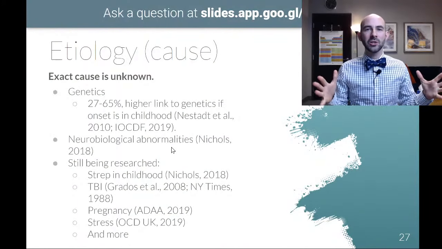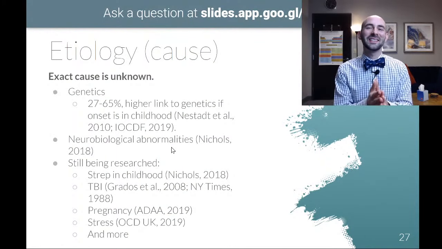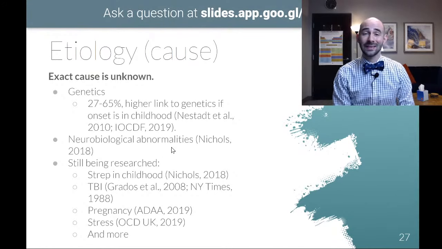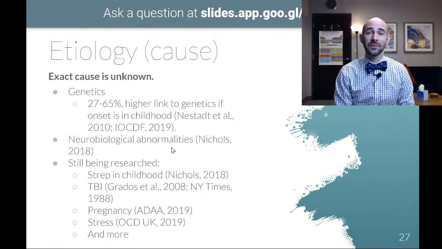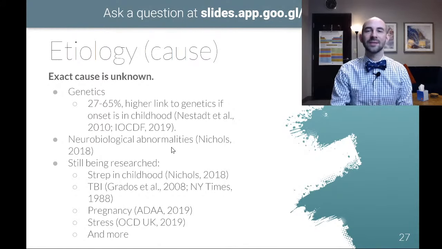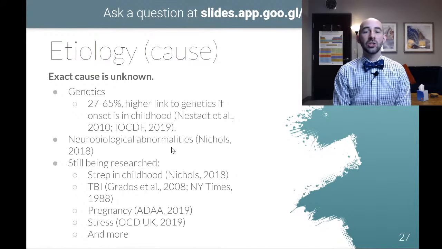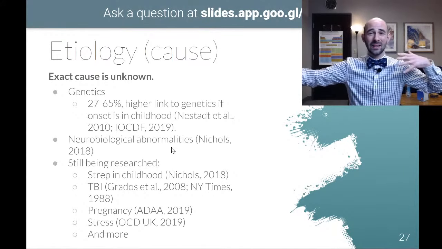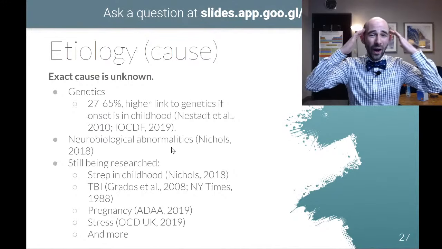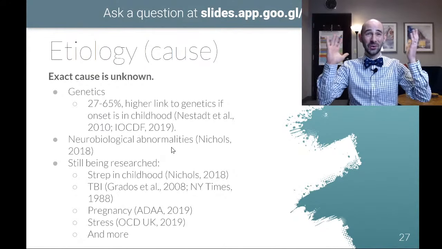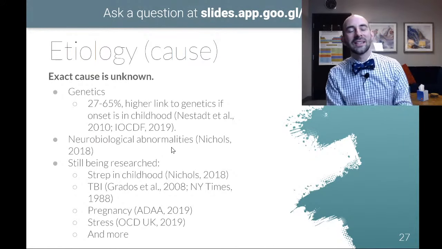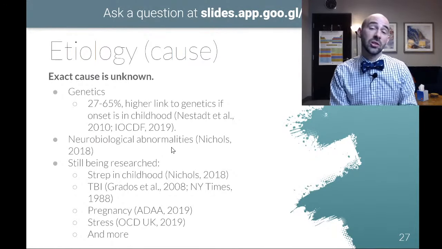Okay, etiology. This is causation. What is the cause? As with many things in this life, we don't always have a chance to say this exactly is the cause, there's one reason, there can't be any other reason. Genetics: about 27 to 65% heritability of OCD. Wow, that's a huge range, 27 to 65. That's pretty crazy. Well, it's higher if the onset is in childhood.